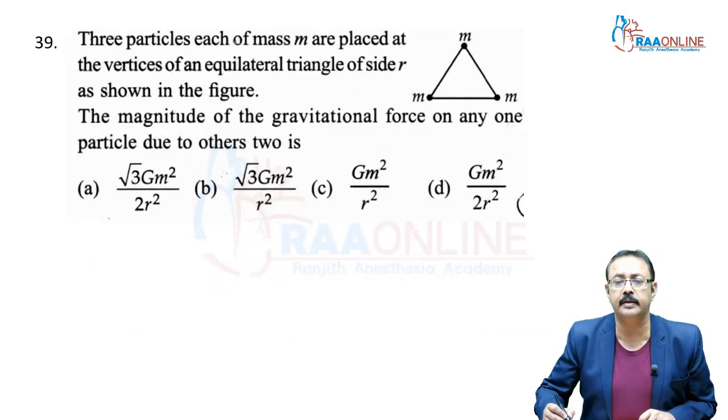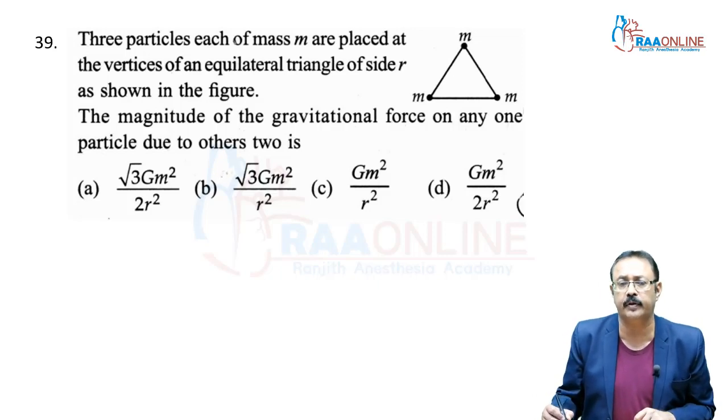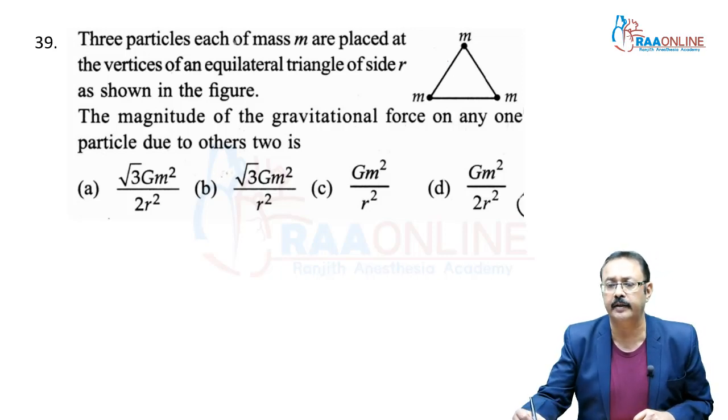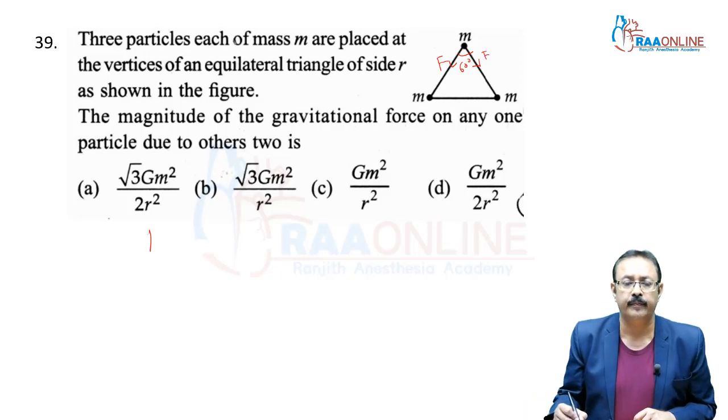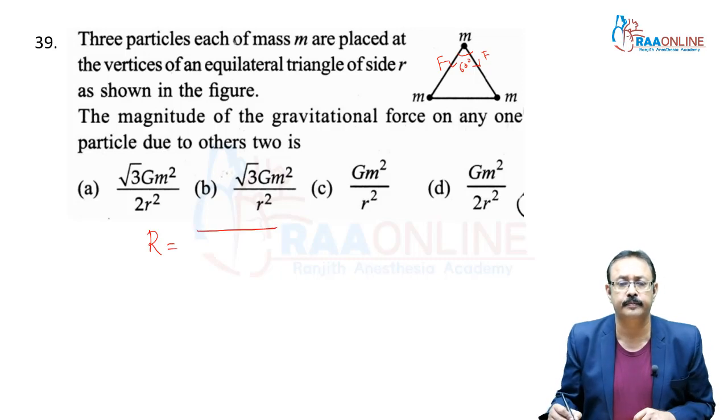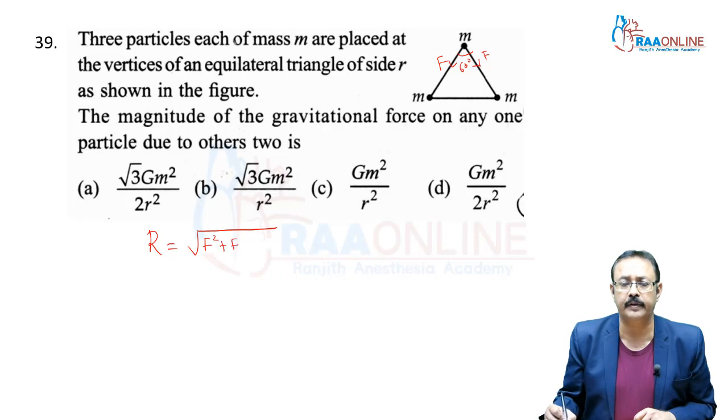Next, three particles each of mass m are placed at the vertices. The magnitude of gravitational force on any one due to the other two. See, it will attract in this direction, it will attract in this direction. Both forces are the same and the angle between the forces is 60 degrees. If it is F, it should be F. So the resultant should be under root F square plus F square plus 2F square cos 60.